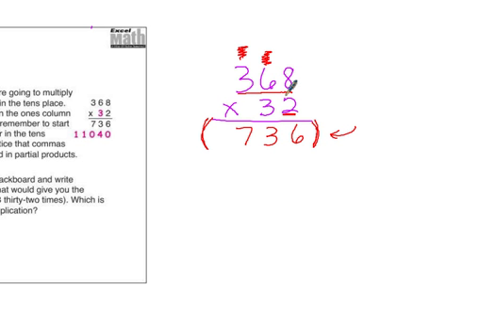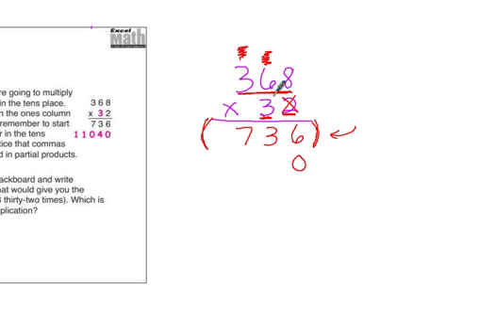Now that I've done 368 times 2, I'm going to multiply 368 times this 3, which is actually a 30 because it's in the tens place, and I'm completely finished with the 2. If you'd like to cross it out, you can, or you can just remember that you are finished with that 2, then you can just ignore it from this point forward. So 368 times 30, or times 3, I'm going to first put a 0 in to hold the ones place in my next partial product. That's because this is not a 3, that's a 30.